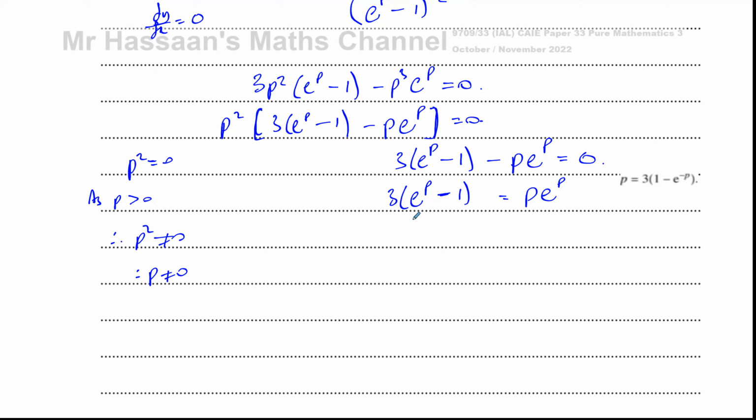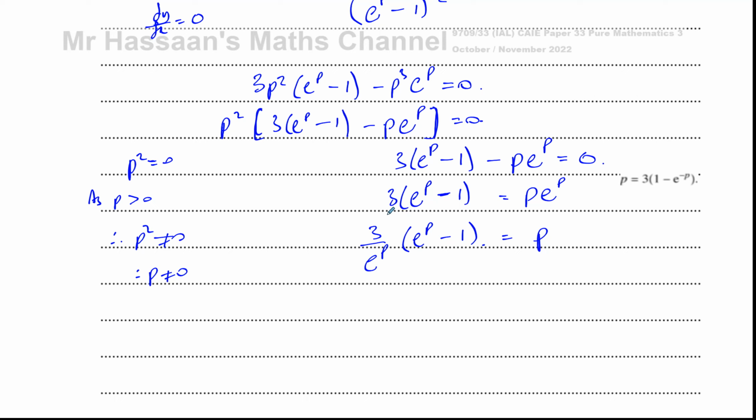So divide both sides by e to the power of p. Now, if I divide this side by e to the power of p, I'm left with p, which is what I want on one side. If I divide this side by e to the power of p, I have 3 over e to the power of p times e to the power of p minus 1. Now 3 over e to the power of p times e to the power of p is going to give me just 3.